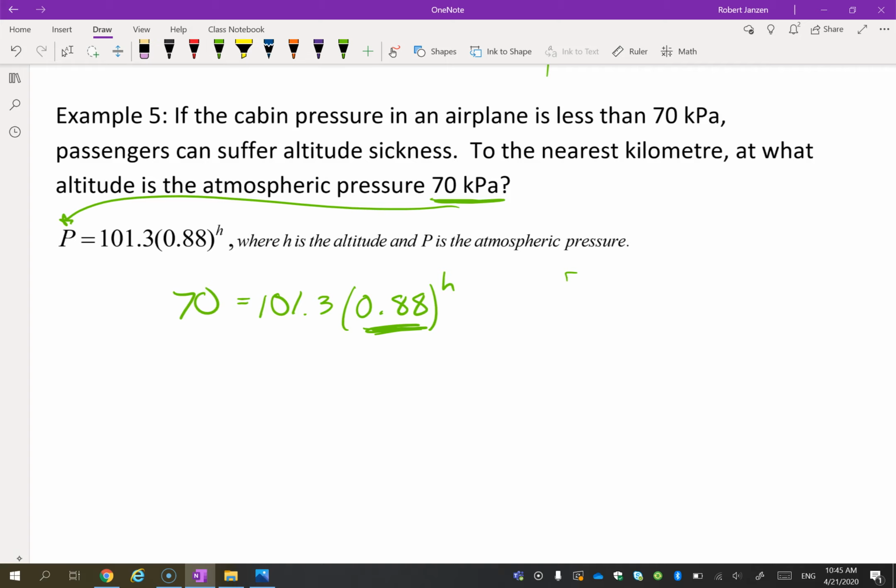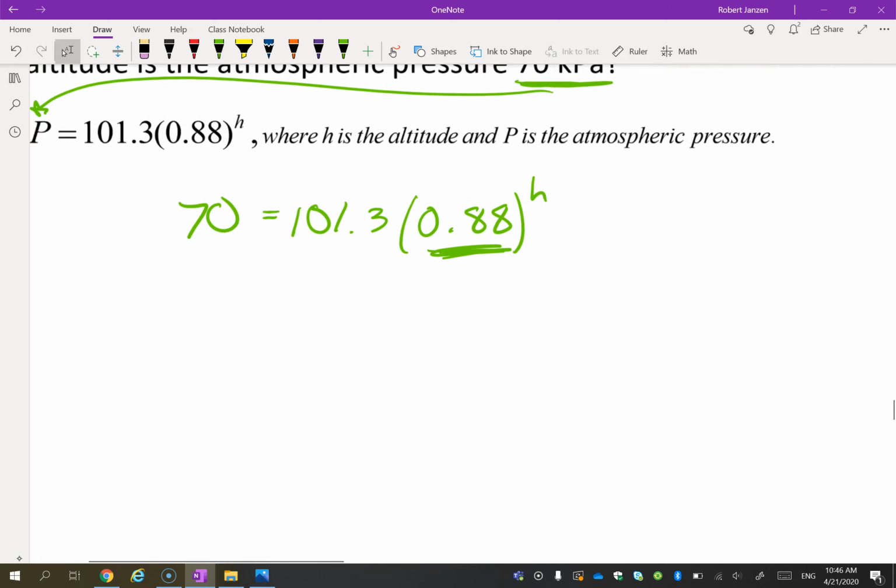This is asking when does the pressure go from 101 to 70? At what altitude? So we have to figure out what h is. What kind of equation is this? It's an exponential equation. Bases can't be made the same. You take the log of both sides. If I take the log of both sides here, it's going to be a little harder than it has to be. Instead, I want to divide both sides by 101.3.